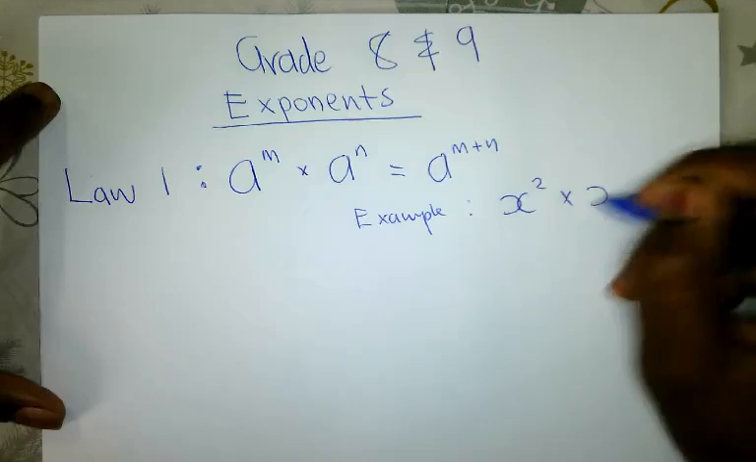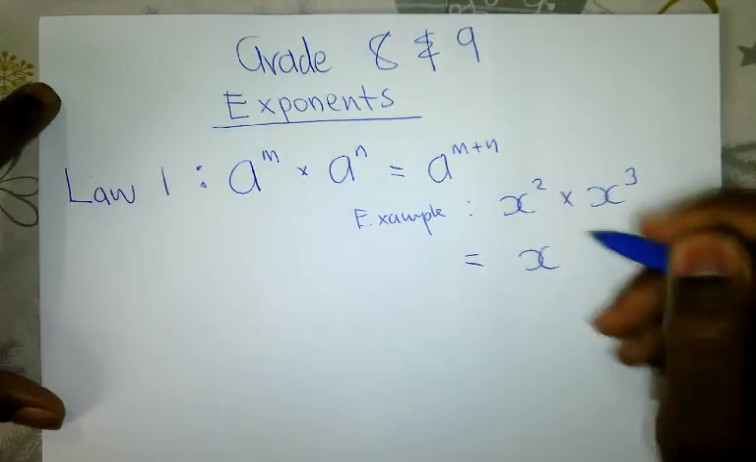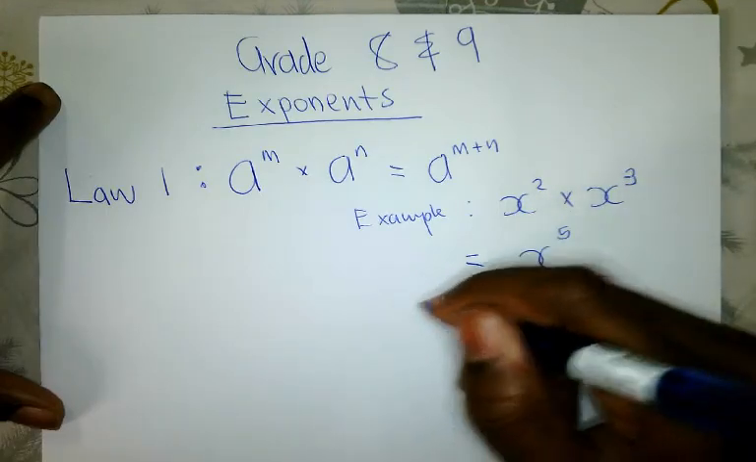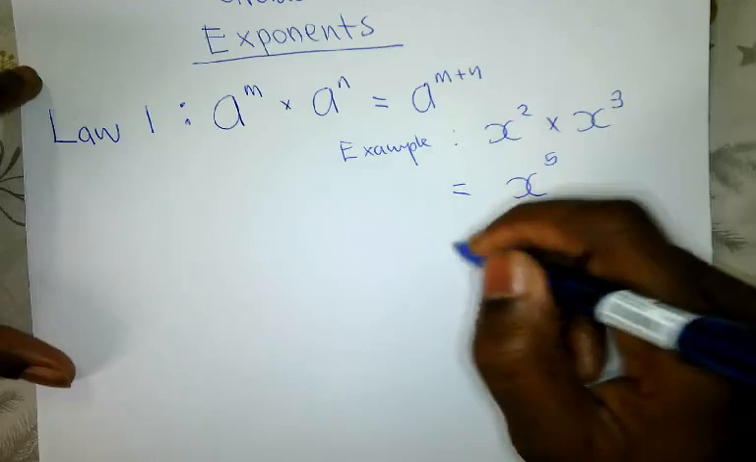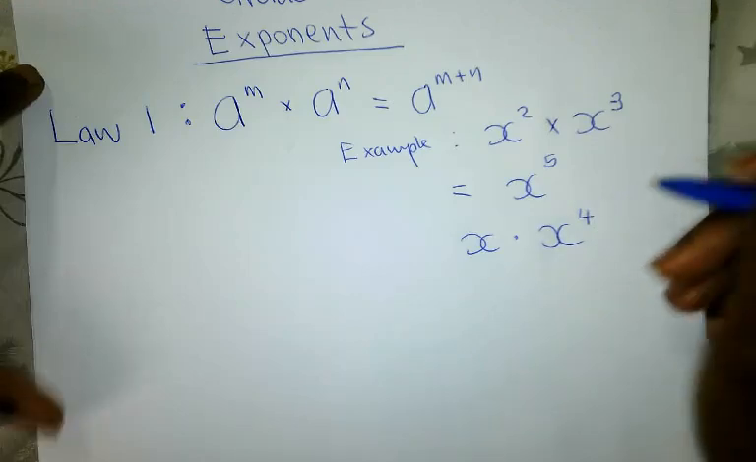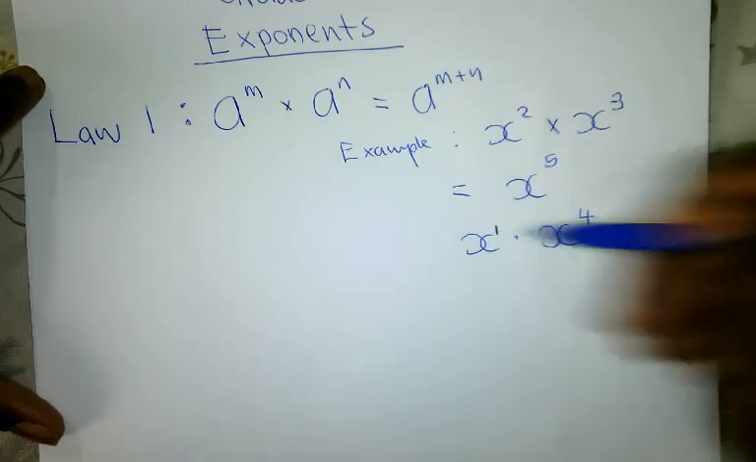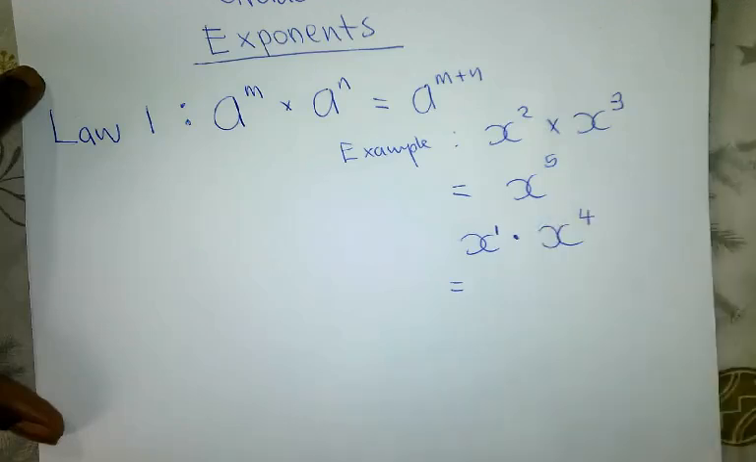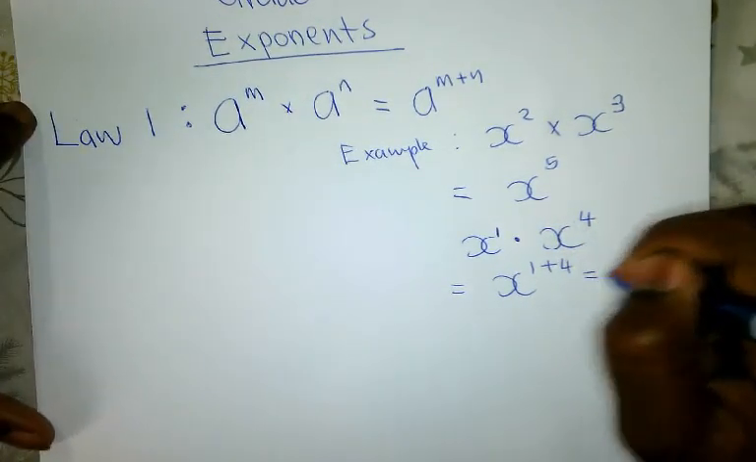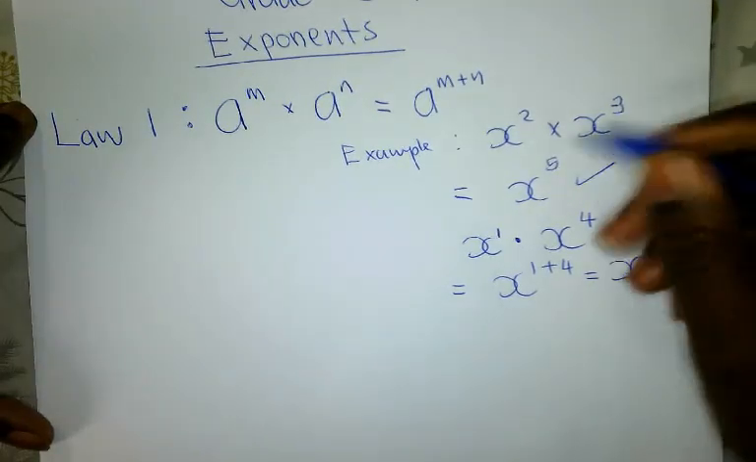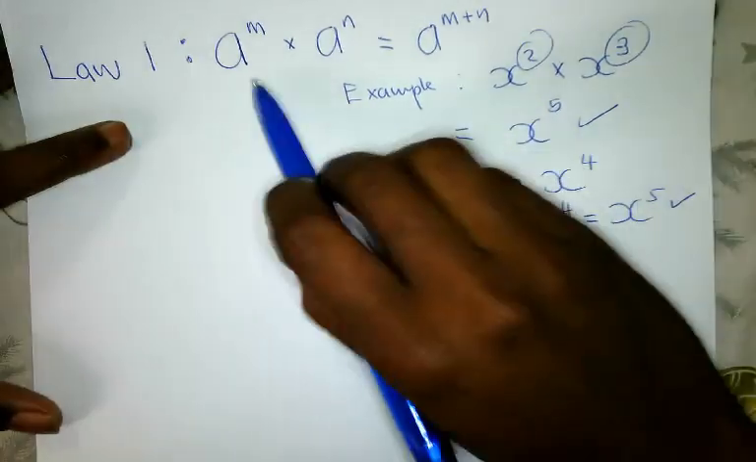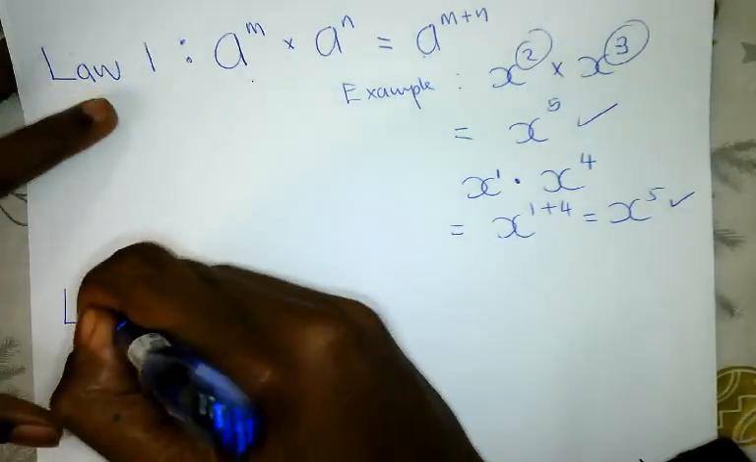An example for that: if you are given x^2 multiplied by x^3, the answer will be x^5. Or if you are given x · x^4, if there's nothing here, there's an invisible 1. And a dot means what? Multiply. So 1 plus 4 will be x^5 also. Whenever we are multiplying the bases, we add the exponents.